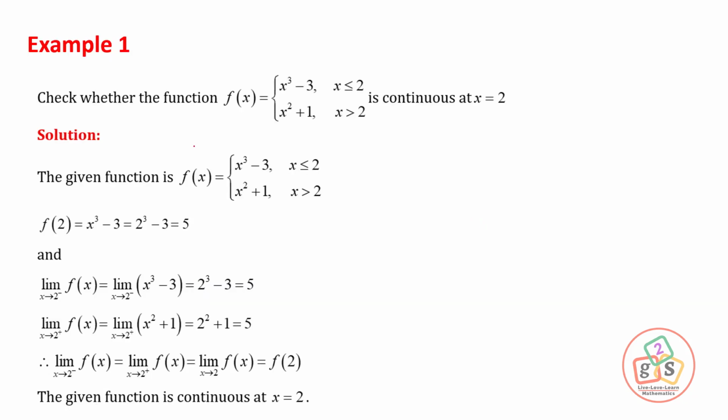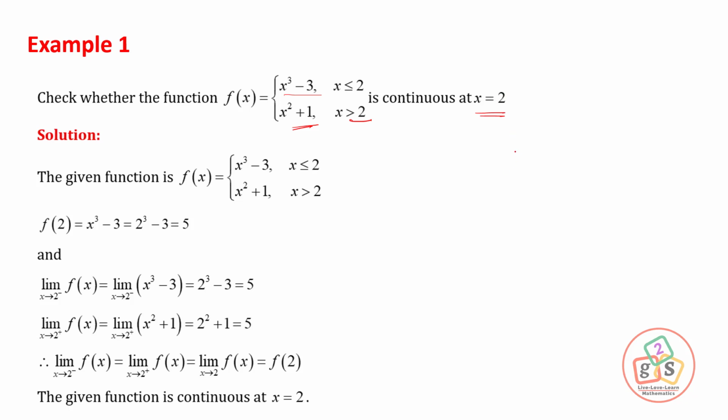Now, we see examples. First one, check whether the function f of x is continuous at x equal to 2. The function is defined by: if x is less than or equal to 2, the function is x cube minus 3. If x is greater than 2, the function is x square plus 1. So, we need to check whether the function is continuous or not at the point x equal to 2.